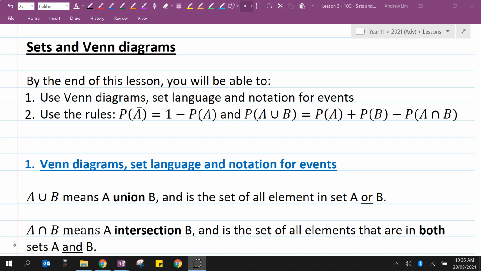By the end of this lesson you'll be able to do these two things: use Venn diagrams, set language and notation for events, and use the rules. The probability of not A is equal to 1 minus the probability of A, and the probability of A union B is equal to the probability of A plus the probability of B minus the probability of A intersection B.